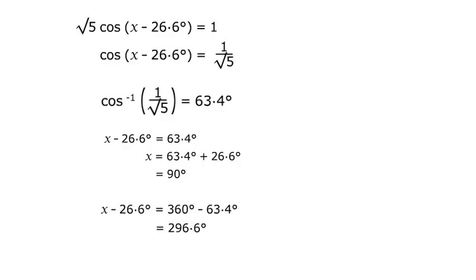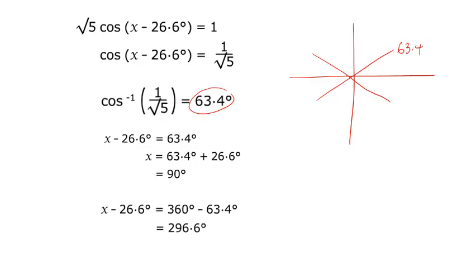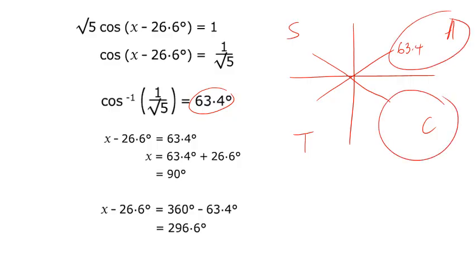Now, to get the other x value, what I recommend you do is draw your CAST diagram, but use the 63.4 value. So I could put 63.4 into the CAST. Remember that cos was a positive number, so I'm looking for the quadrants where cos is positive. So I could do 360 take away 63.4, which is 296.6.